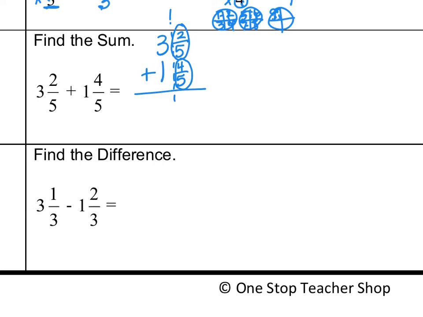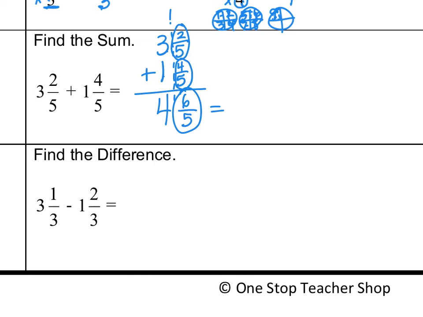Now remember, fifths are the size of the pieces. So I could say 2 pieces plus 4 pieces equals 6 pieces. And the pieces are fifths. Okay? Now 3 wholes plus 1 whole is 4 wholes. Now, here's the problem. This 6/5 is an improper fraction, which means we can pull another whole out of there. And if we've got fifths, we need 5/5 to make 1 whole.